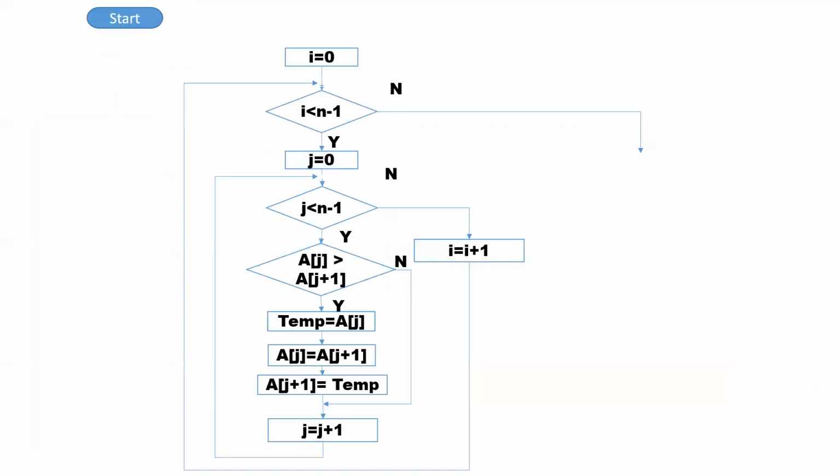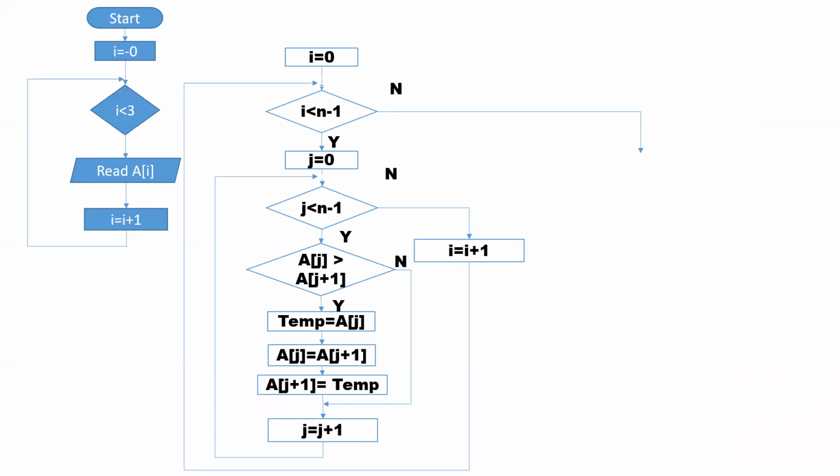Now let us complete the entire flowchart. First, we need to read the elements of the array. So start, i equal to 0, read a of i, the first element, then go to the next element, i equal to i plus 1. Again read a of i, this time it is a of 1. Again i equal to i plus 1, read a of i.